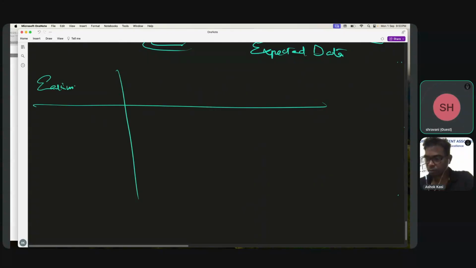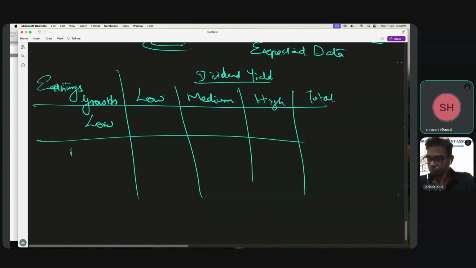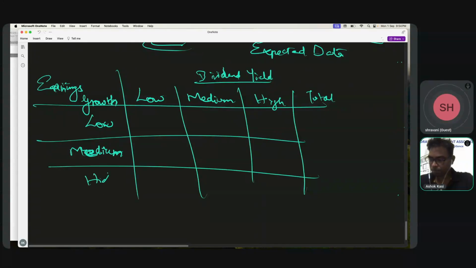earnings growth and dividend yield. So low, medium, and high, right? Low, medium, and high, total. Low, medium, high.